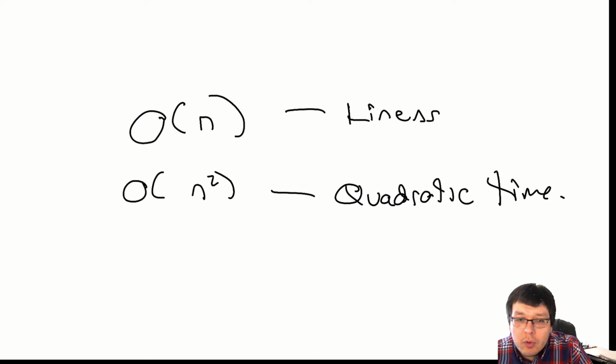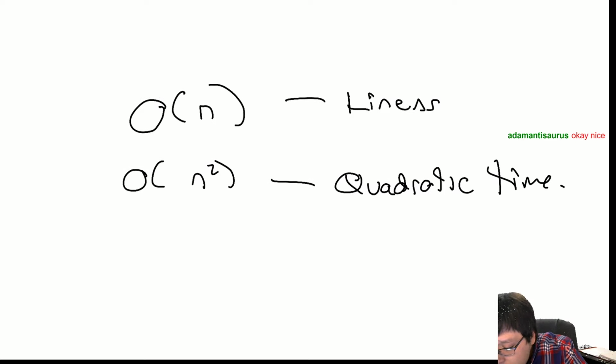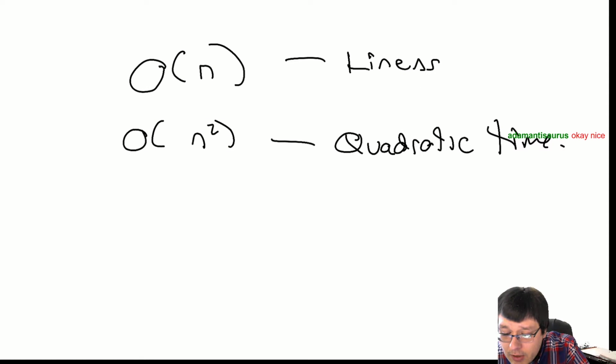All right. So linear time, quadratic time. What does this mean? Let me go ahead and start by giving you a piece of code. Okay? Let's write a little for loop.